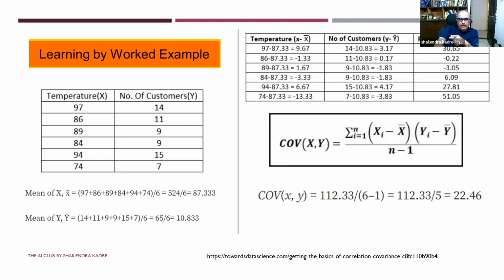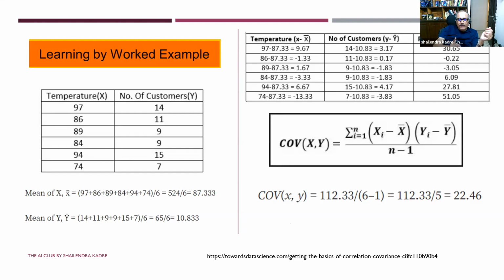Now if I ask you whether this is a large or small variance, what can you say? Jignesh, 22.46, is it a large variance or a small variance? It's a large variance, you say. That is the mistake you are making. This number looks large, but instead of measuring ice cream sales in dollars or rupees, if I measure ice cream sales in paise, the scale will make it look large. If I measure in rupees, it will be small.